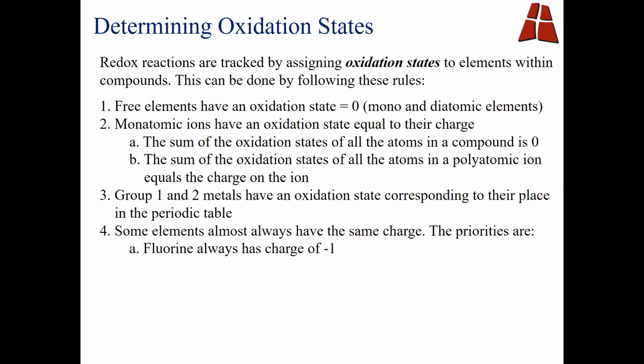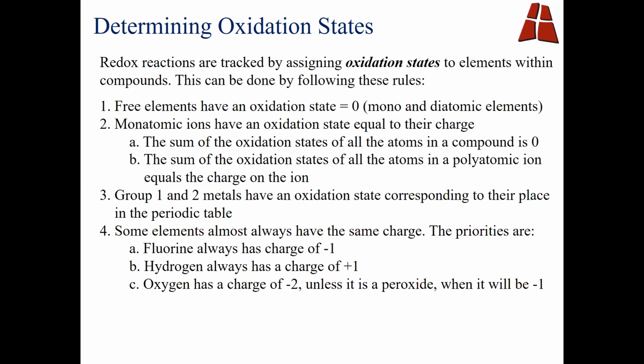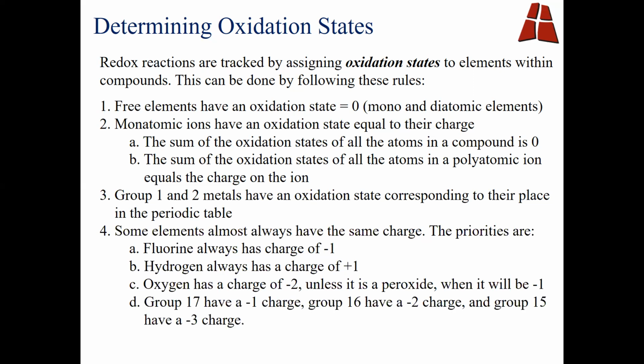Next up, we have some elements that pretty much always have the same charge. The most predominant of these is fluorine. It's always going to have a charge of -1. Hydrogen should almost always have a charge of +1. Oxygen has a charge of 2-, unless it is a peroxide, meaning that we have 2 oxygens bound together. Hydrogen peroxide, H2O2, would be an example of this. In that case, it would have an oxidation state of -1.